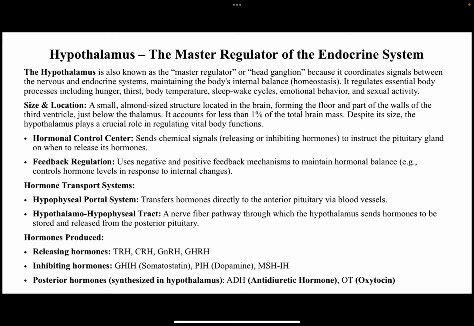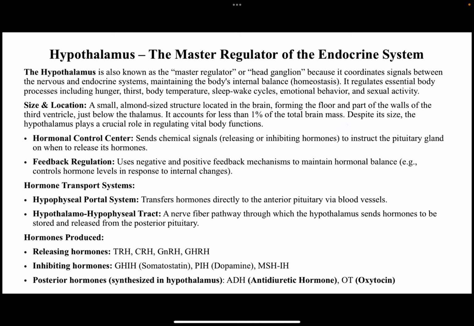It has a length of about 4 centimeters, a width of about 1.5 centimeters, and a height of about 1.5 centimeters, which is also relatively very small, although the hypothalamus is larger than the pineal gland. Like I said, it accounts for less than 1% of the total brain mass. But despite its size, the hypothalamus plays a crucial role in regulating vital body functions.